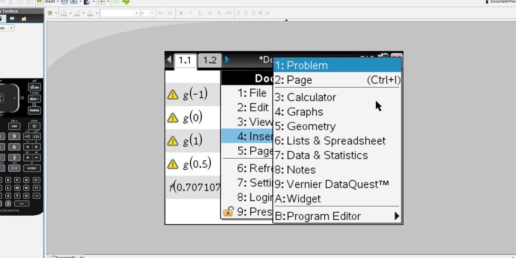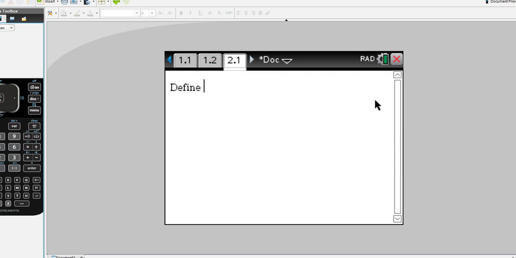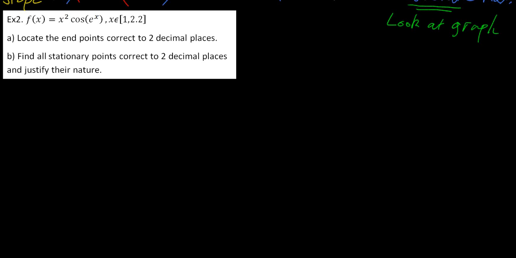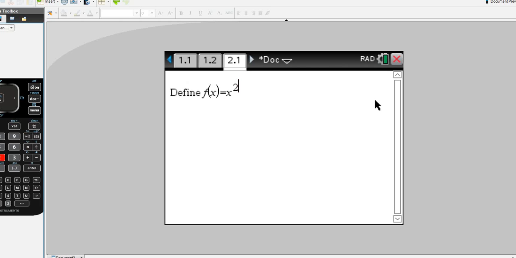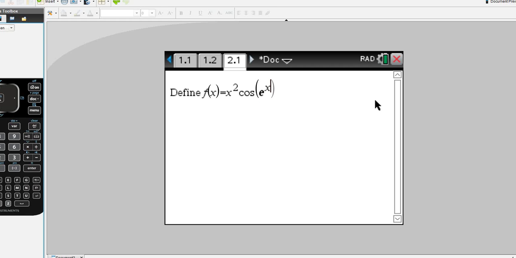So that's document 4.1. Over here, we want to define f of x equal to x squared cos of e. Can't just type in e, got to use this button over here. And e to the x. Yep, that is it. Okay.